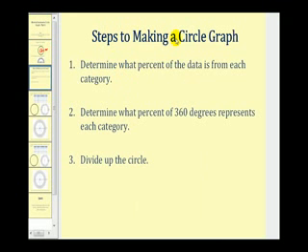Here are the steps to making a circle graph or pie chart. We're going to first determine what percent of the data is from each category. And in this video, it will be given to us as a percent or a fraction. Next, we'll determine what percent of 360 degrees represents each category, and then we'll divide up the circle. So let's go ahead and give it a try.